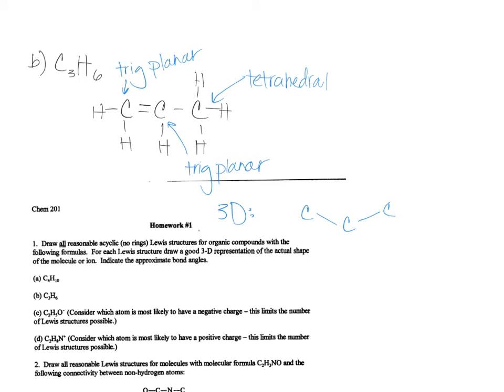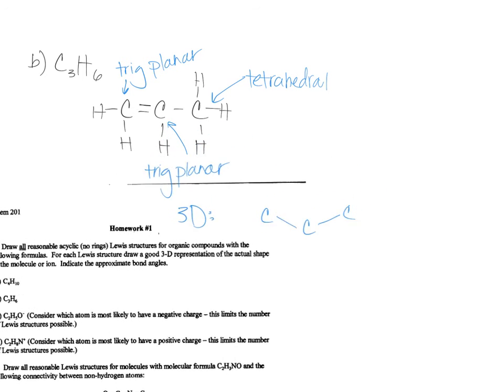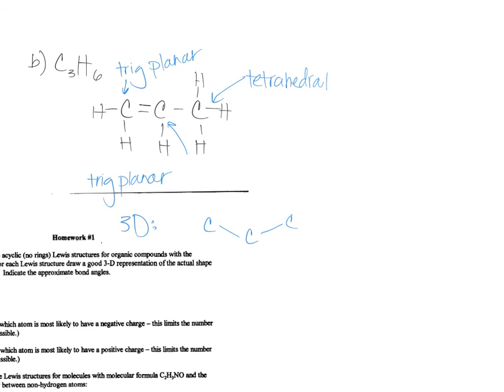So let's start with the carbon on the very left. To represent that it has a trigonal planar geometry, that means it's like a triangle coming off of it. And it's flat, it's in a plane. So one of its attachments is to a hydrogen and the other attachment is to a hydrogen.